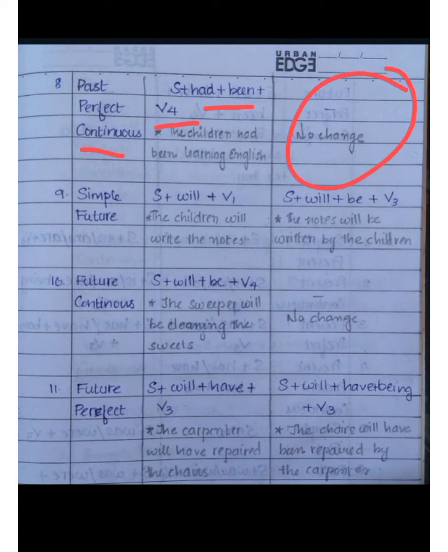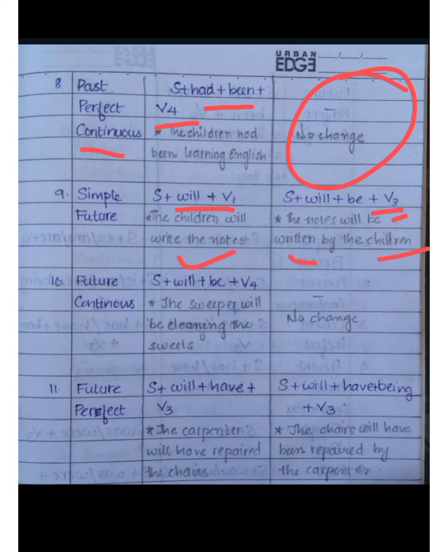Okay, coming up to future, simple future tense. If the active voice is in simple future tense, like subject plus will plus base form of the word, it will be like subject plus will plus be plus V3 form of the verb in passive voice. So for example, the children will write the notes. The notes will be written by the children.